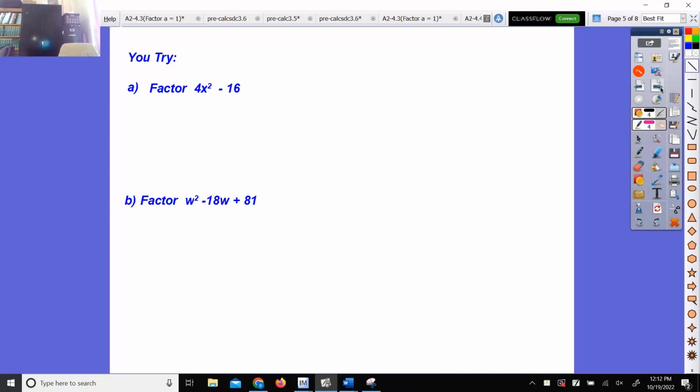How'd you guys decide to make your 4x squared? Good. 2x and 2x. How about your 16? And if you're at one negative, one positive, what has to happen to the FOIL? You have to add up to be what? 0? Well, it works like that.